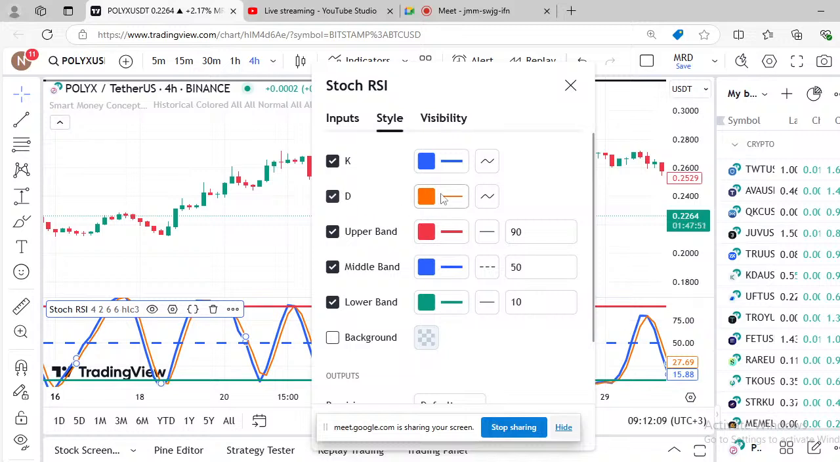So this one, D, is the orange one. D is the confirmation one.